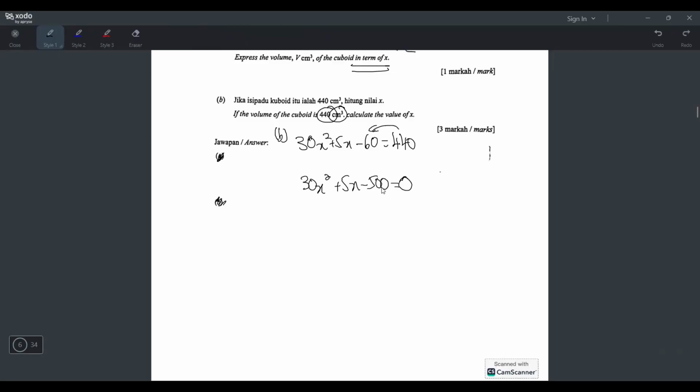And now you can use calculator. But before you use calculator, do you realize 30, 5 and 500, all these numbers can be divided by 5, right? So let's make it smaller. Let's divide everything by 5. So divide by 5: 6, divide by 5: 1, divide by 5: 100. And then now only you press calculator, and the calculator will give you 2 answers. Okay, so let me press. I hope you know how to press. Menu, polynomial, degree 2. A is 6, B is 1, C is negative 100. Okay, my calculator gives me two answers, 4 and negative 25/6, right?